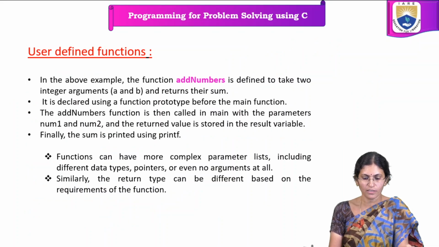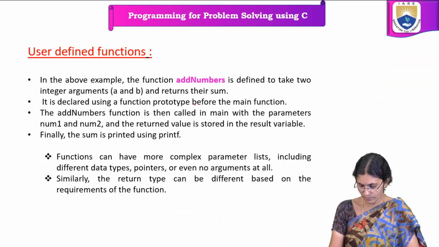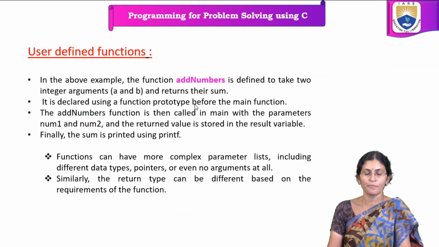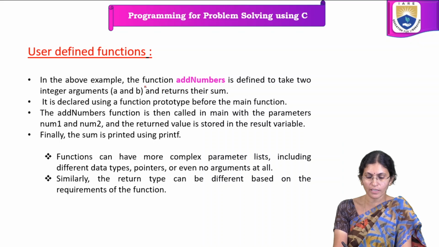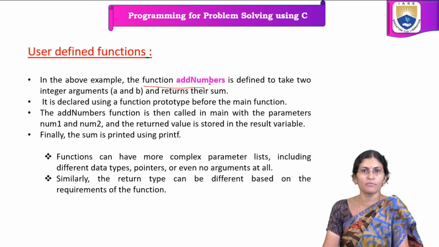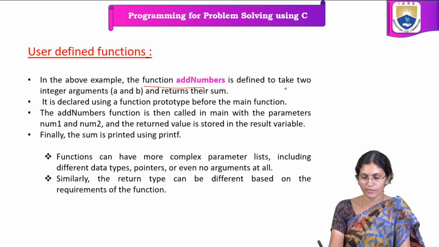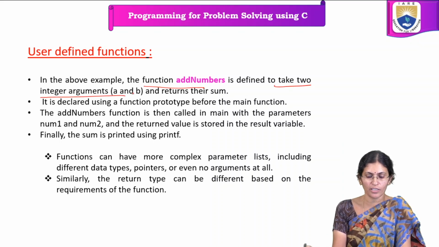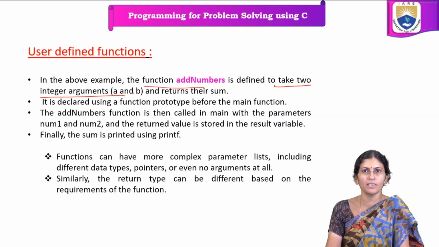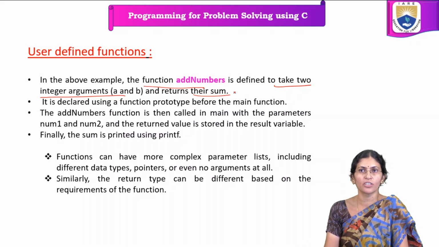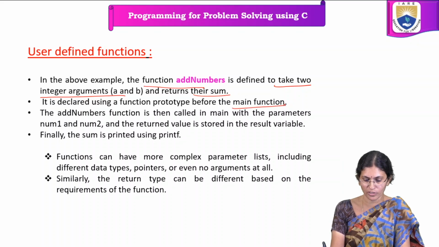So in this way, we can understand these different elements of a user-defined function with the help of this simple program. Here in this example, we have taken a function add numbers. Add numbers is the function name, and it is defined to take two integer arguments, A and B, and it returns the sum. It is declared using a function prototype before the main function.